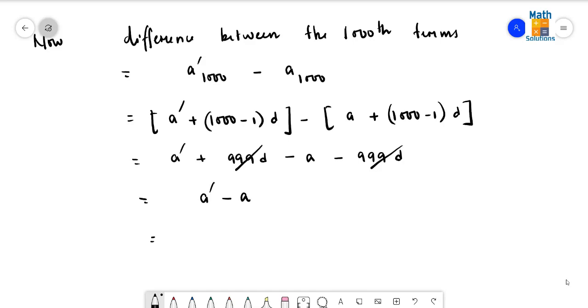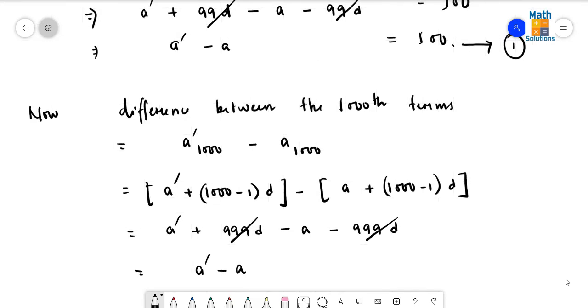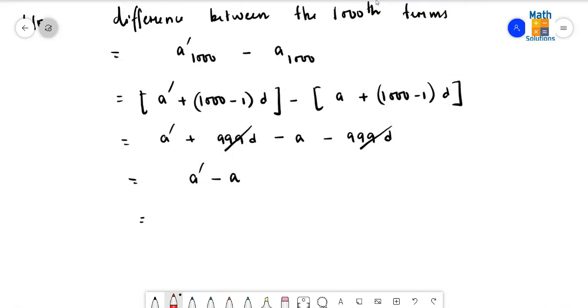Now this we already had derived in expression 1. You can observe here, in this part we already got that a dash minus a is equal to 100. So this result of course I can use here. So a dash minus a we already got as 100. So I can write here from 1, this is the required answer. The difference between the 1000th terms is 100.